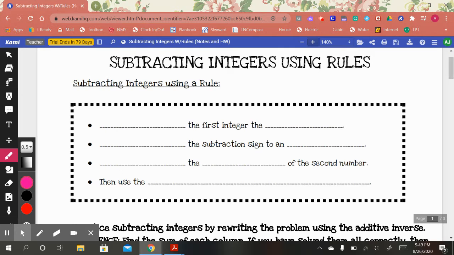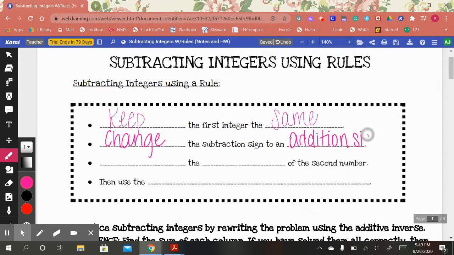All right, so the first thing we're going to talk about is that we are going to keep the first integer the same. So when you have a subtraction problem, we'll keep the first integer the same. Then we are going to change the subtraction sign to its inverse, which is addition. Subtraction and addition are inverse operations. That means that they undo each other, just like additive inverses undo themselves, so they equal 0. Subtraction and addition also undo themselves.